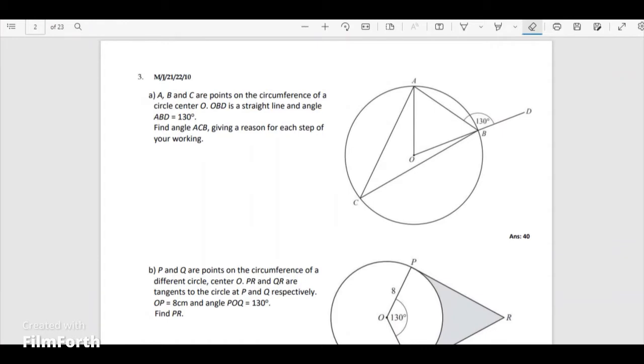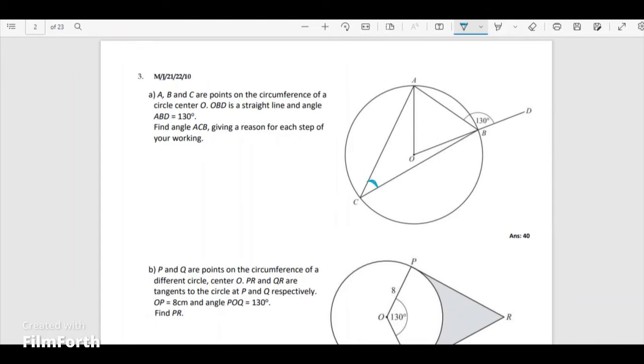ABC are points on the circumference of a circle center O. OBD is a straight line, and angle ABD equals 130 degrees. Find angle ACB, giving a reason for each step of your working. So let's see, where is this angle ACB? ACB is right here.